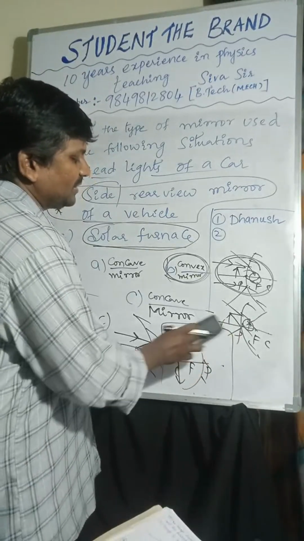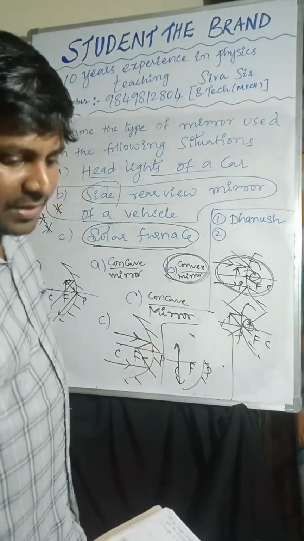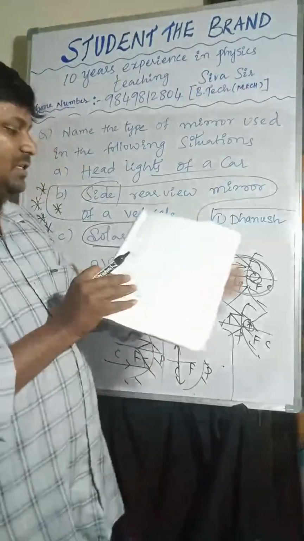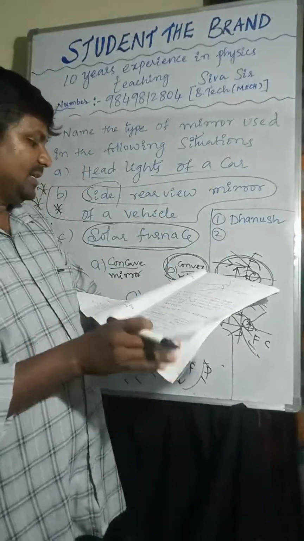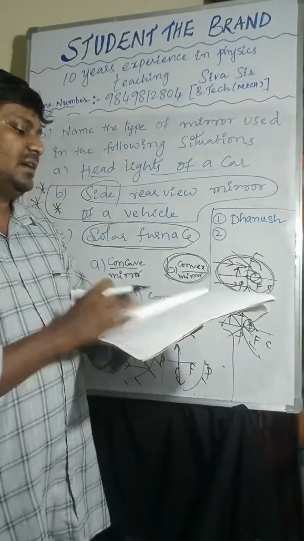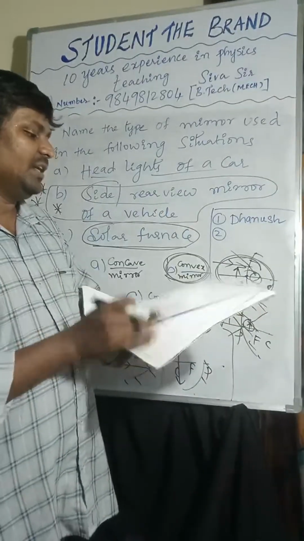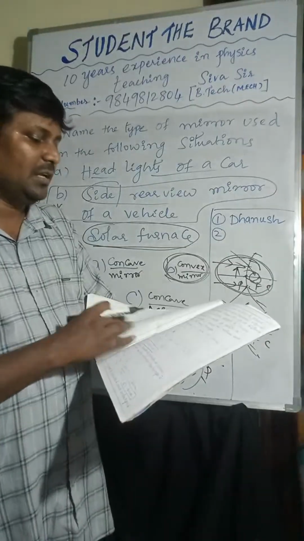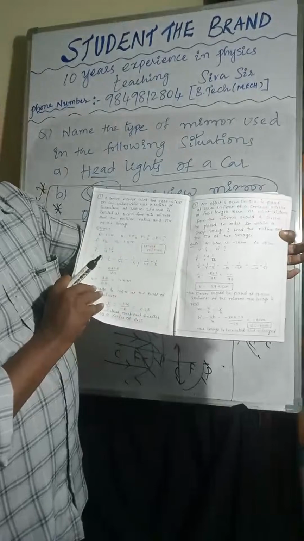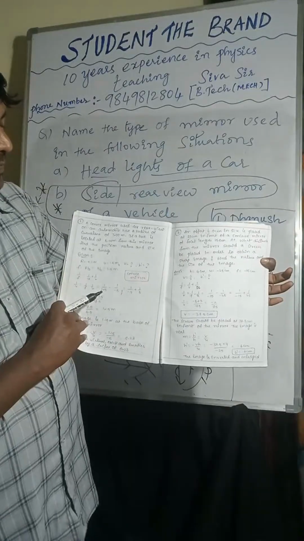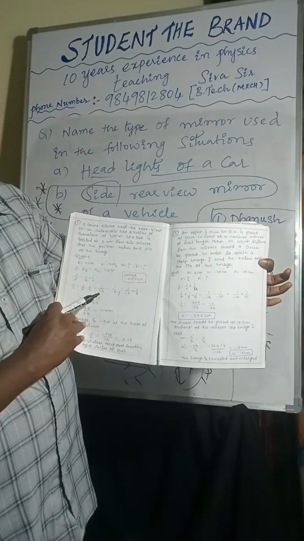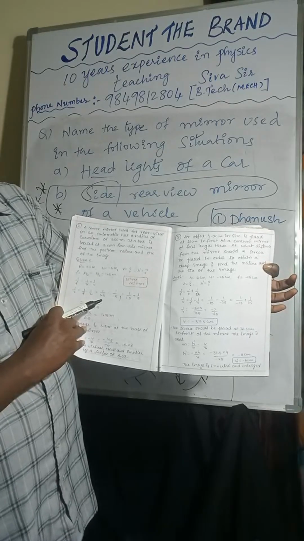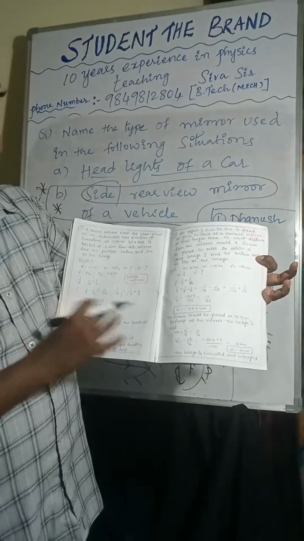If you have any doubts, you can ask. Otherwise, I'll go to the next one, because we need to discuss so many questions. See, I wrote so many questions for you, including concave, convex, spherical mirrors. We have to do problems also. These are the problems. You can see. I wrote them, and still so many problems are there.